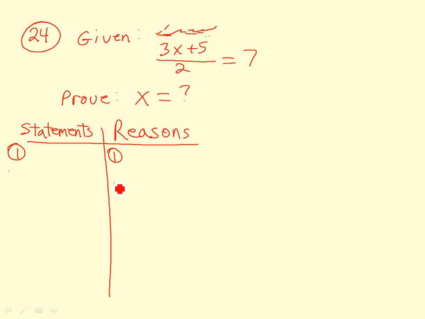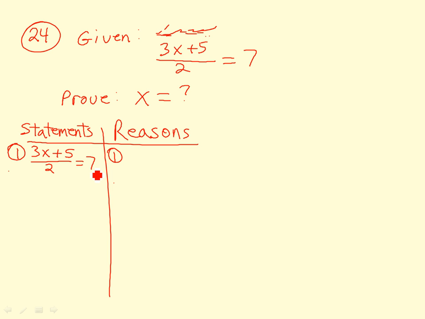3 plus 5 over 2. All right, that's true. But what I was looking for was, you have to have a reason, right? So everything's got to match up all the way down through here. And Max is right. First thing we're going to put in here in statement 1, 3x plus 5 divided by 2 equals 7.